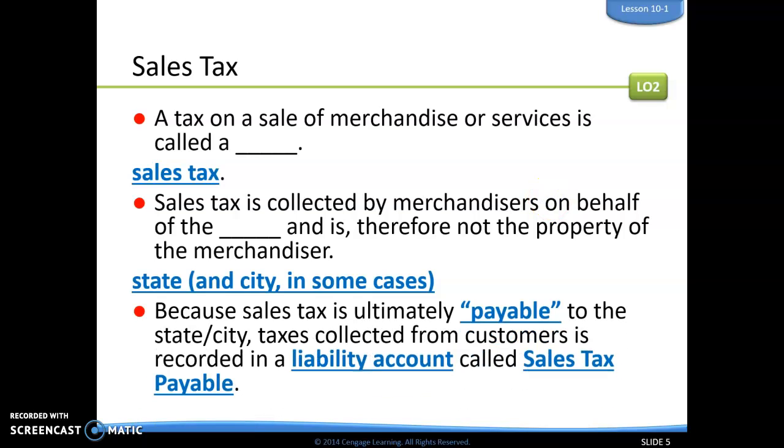So because sales tax is ultimately payable to the state or city, taxes are collected from customers and recorded in a liability account called sales tax payable. So yes, we are collecting that from our customer, but we are going to owe that money to the state or city. So that is a liability.